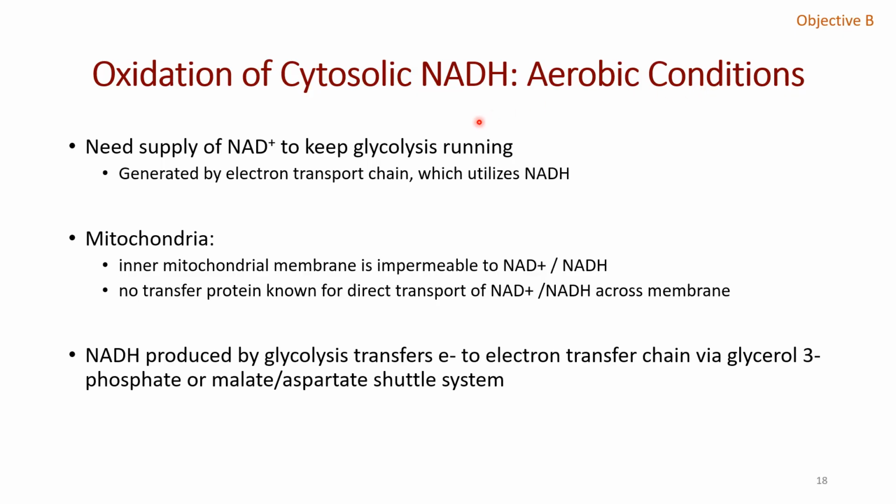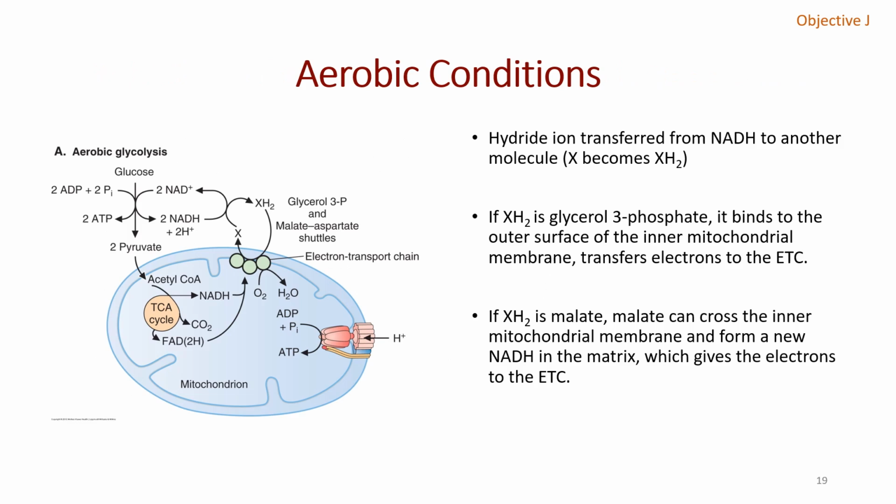I don't know if we talked about this yet, but there is no transporter for NAD or NADH to get across that membrane. Okay, it's just not possible. It's just not there. I don't know why. I can never figure that out. So we have to figure out some way to get those electrons across the membrane. How is that going to happen? Well, we use the thing called the glycerol 3-phosphate shuttle or the malate-aspartate shuttle system.